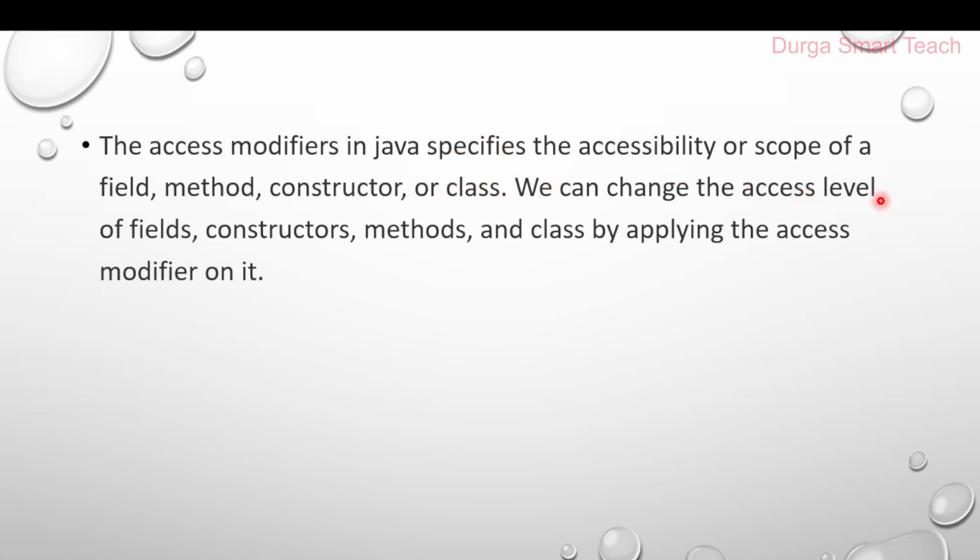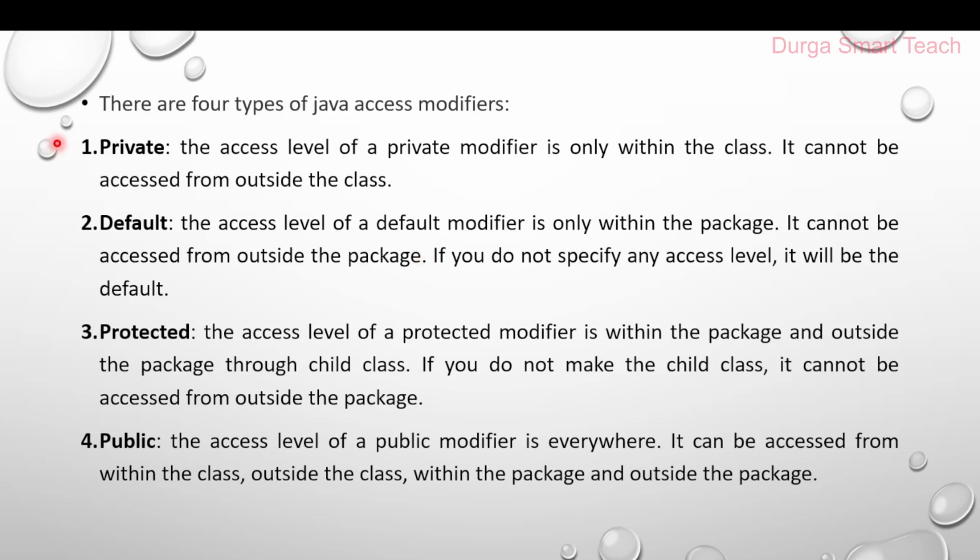We can change the access levels of variables, methods, constructors or classes. Okay, we can specify who can access and who cannot access all of these: variables, constructors, methods and classes. By applying modifiers we can specify the access level. So here there are four important types of access modifiers in Java. These are very important access modifiers: private, default, protected and public.